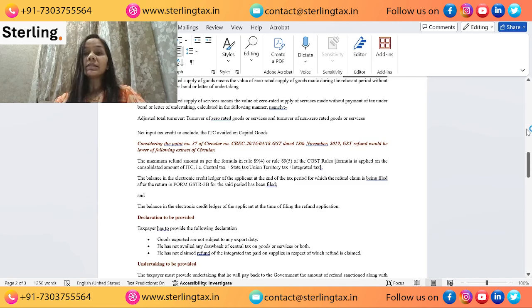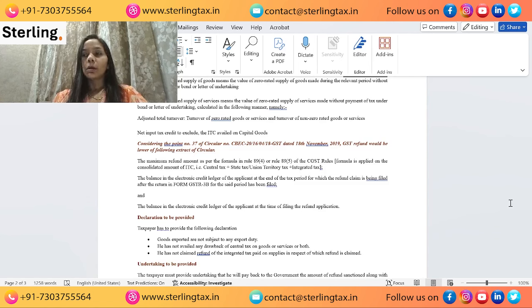Third one is the balance appearing in the credit ledger at the end of the tax period for which refund is claimed. Let us suppose we are filing the refund application from April 24 to March 25, we will see what balance is lying in the credit ledger at the end of March 25. That should be kept in mind. Lower of three: one is as per formula, second one is the balance in the credit ledger at the time of filing the refund application, third one is the balance in the credit ledger at the end of the tax period for which the refund application is to be filed. That is the basic formula that we use for calculating the refund.